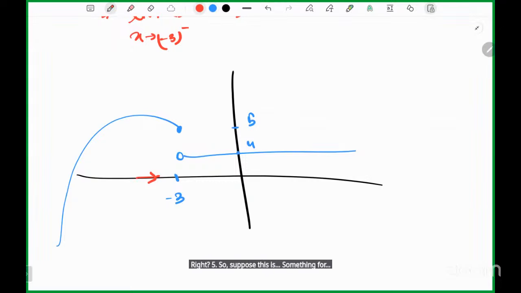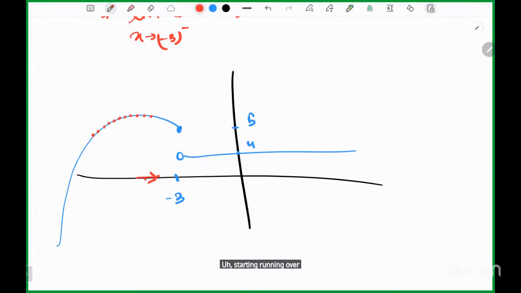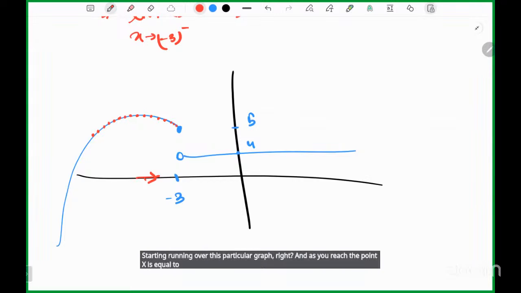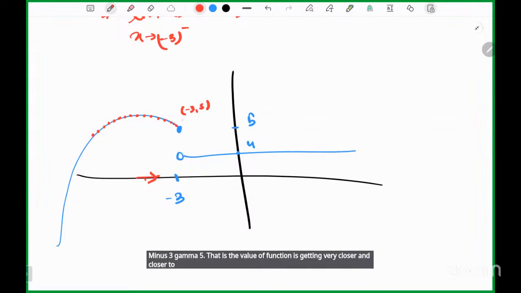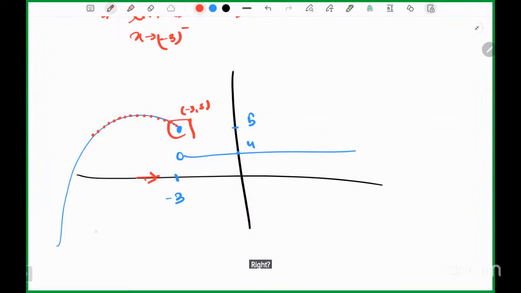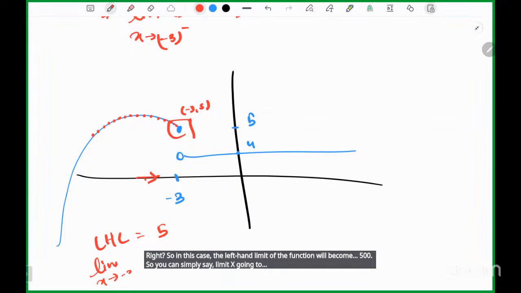So suppose this is something like 4. Here, if you approach the point from the left hand side, the values of the function run over this particular graph, right? And as you reach x equals -3, it gets closer and closer to the point (-3, 5). That is, the value of the function is getting closer and closer to the value 5. So in this case, the left hand limit of the function will be 5 only. So you can simply say limit x going to -3 minus f of x is equal to 5.